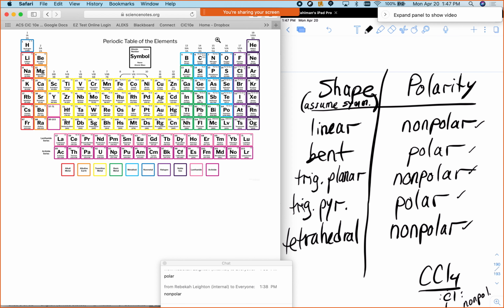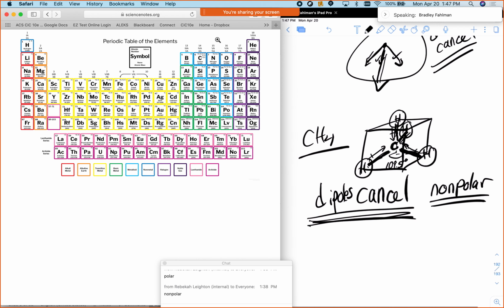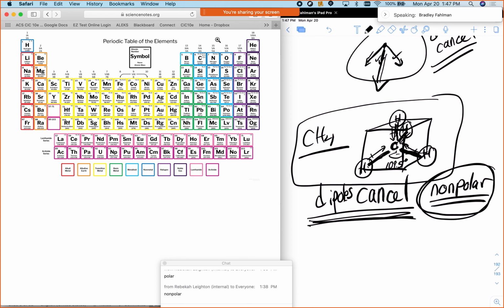So again, what's important here is that even for nonpolar molecules, you still will have polar covalent bonds. It's just that they cancel. So let me go back to this example. CH4, does everybody see that we had a nonpolar molecule, but each of these bonds is polar covalent, because you've got 2 different atoms in that bond.